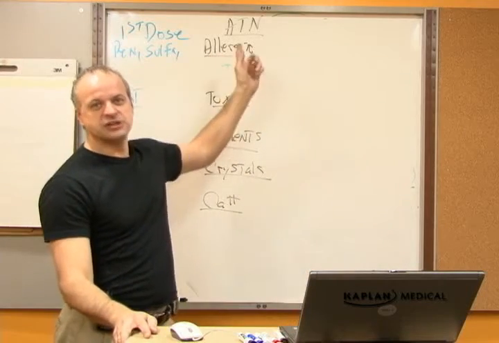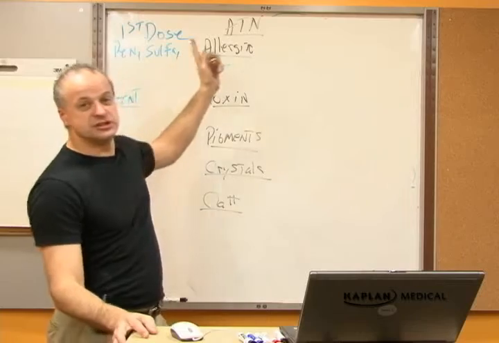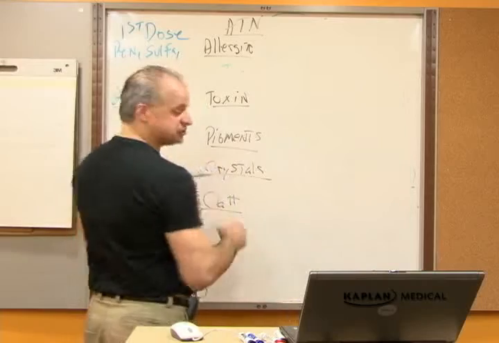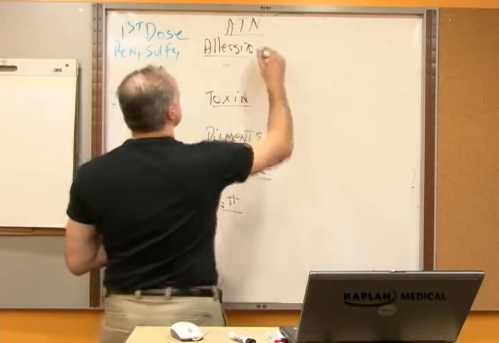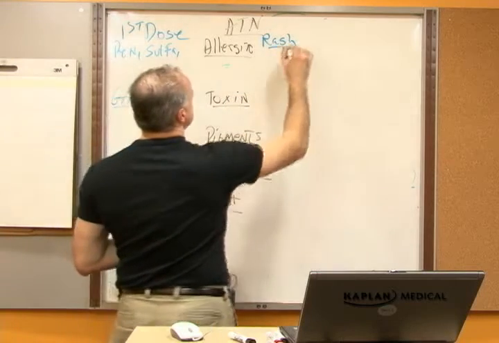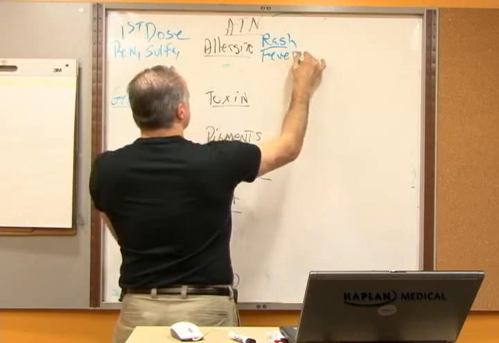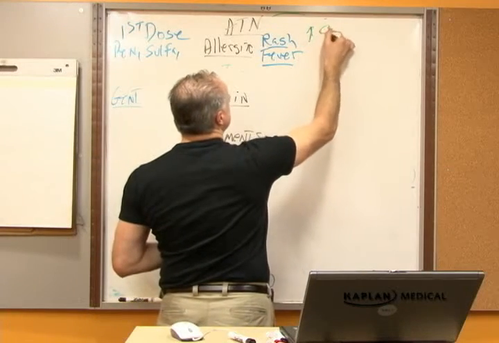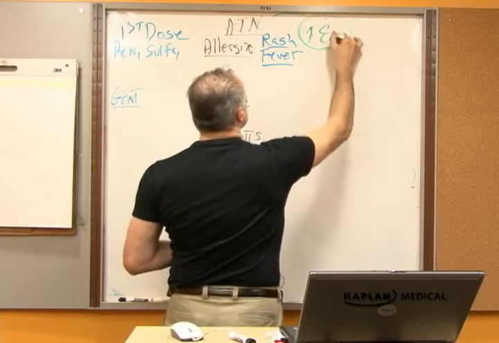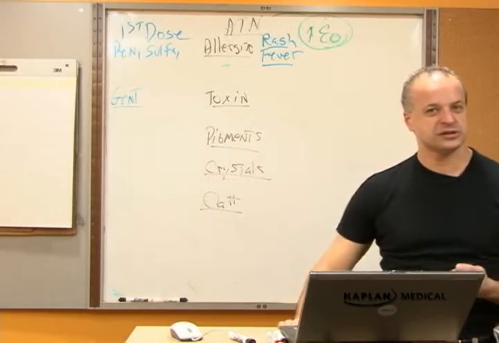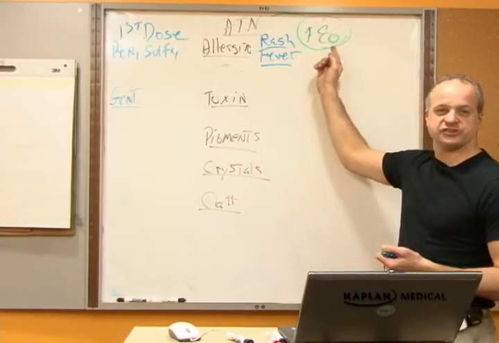The kidney, the skin, the blood, allergic interstitial nephritis. What is different? These people have a rash. These other people don't. These people have a fever. These other people don't. These people have increased eosinophils. These others don't. What is different? What's unique? Fever, rash, eosinophils. First dose.